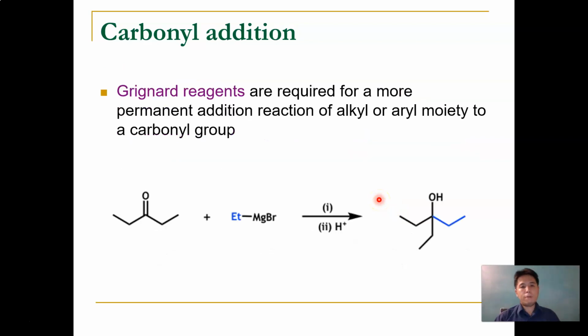Okay, so if you want to do a more permanent addition to a carbonyl group, you need what is called a Grignard reagent. A Grignard reagent is basically an alkyl, that means an organic group, bonded to Mg and Br. So this is a Grignard reagent. The Grignard reagent will attack the carbonyl and attach the alkyl group here. So you will actually get this product here because the blue group is attached to the carbonyl. And when the carbonyl completes the reaction, it becomes an OH.